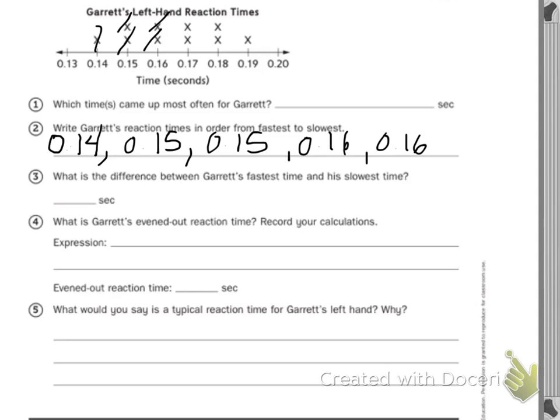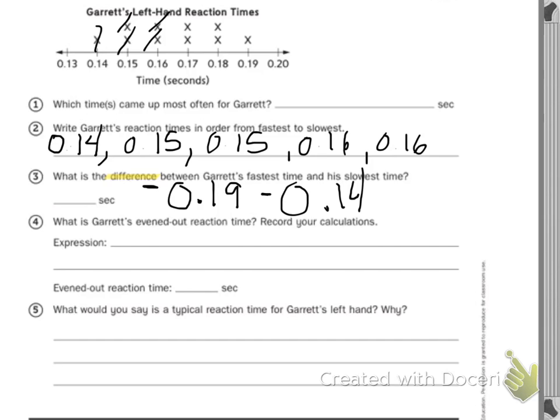What is the difference between Garrett's fastest time and his slowest time? Your key word here is difference. Difference means to subtract. You are subtracting. So we always start with our biggest number. So 19 hundredths of a second minus 14 hundredths of a second.